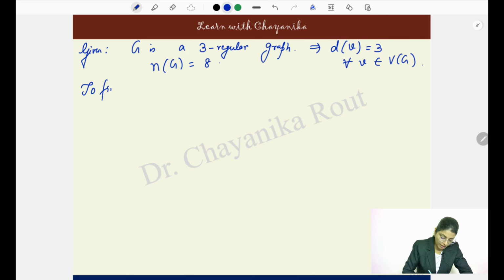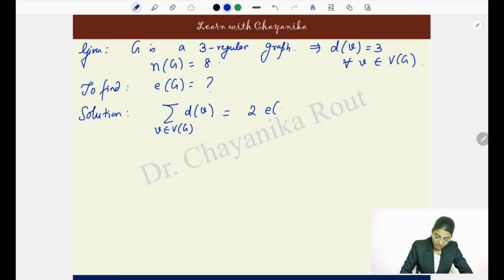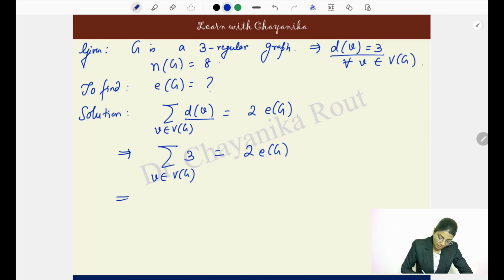We need to find the size of the graph, e.g. So how do we solve it? It is just application of the degree sum formula. So we know the sum of the degrees of all the vertices in the graph is equal to twice the size of the graph. This is the degree sum formula or the handshaking lemma. Now the degree of every vertex is known to us as 3 because it is a 3 regular graph. So we take the summation over 3 for all the vertices in the graph, that is twice the number of edges. Now how many vertices are there?